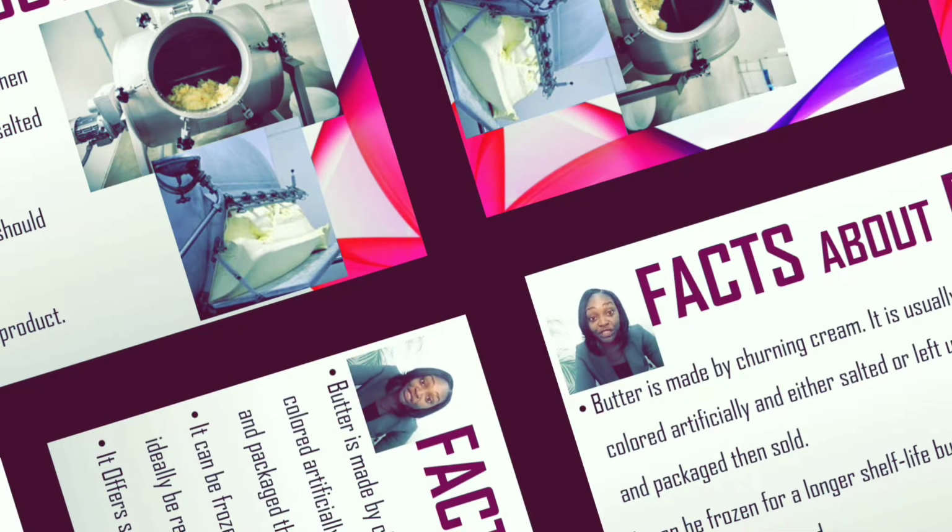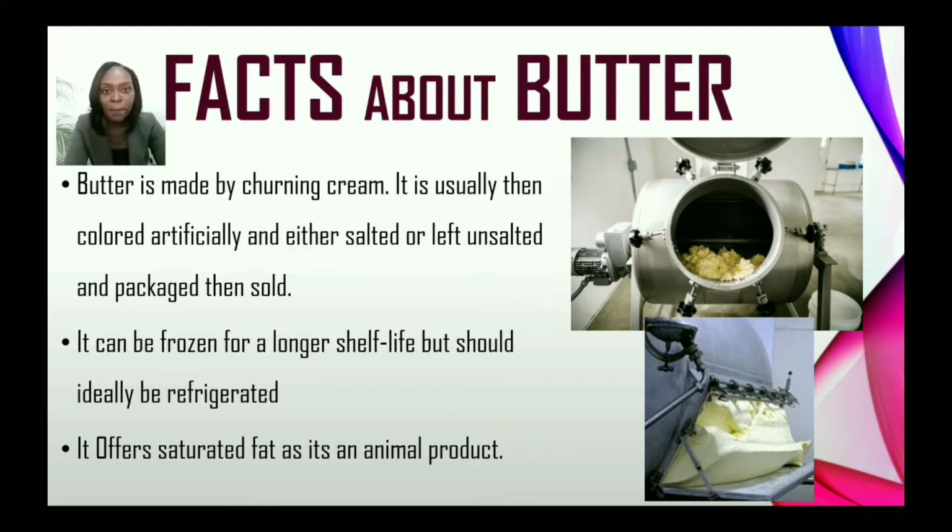Now guys, let us look at some general facts about butter, right? So butter is made by churning cream. Remember the process of churning? And remember what cream is? So churning is the rigorous shaking up of milk, right? And cream is that white or pale yellow liquid that forms when milk is allowed to stand. Good. So butter is made by churning cream. It is usually then colored artificially and either salted or left unsalted and packaged then sold. Good. It can be frozen for a longer shelf life but should ideally be refrigerated. Also, it offers saturated fats as it is an animal product.